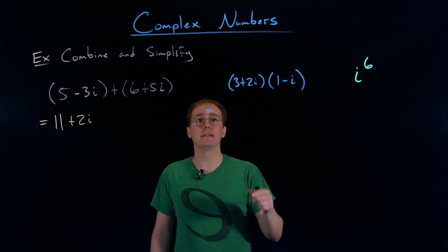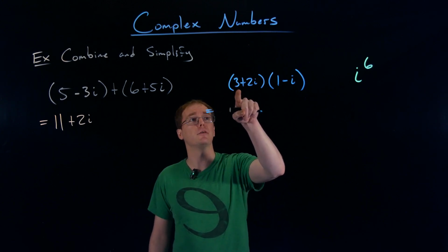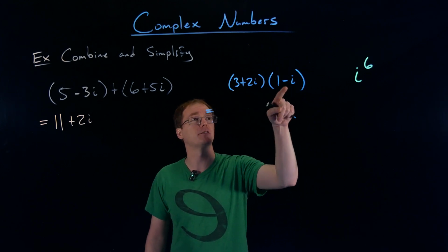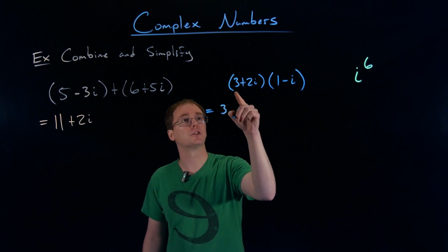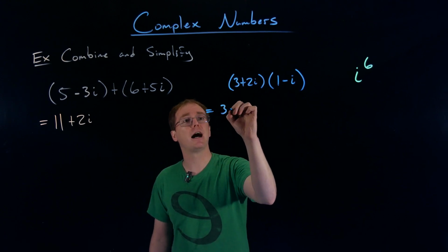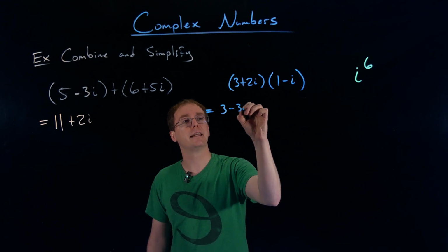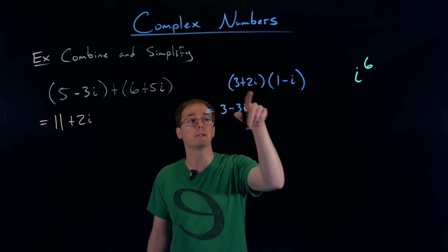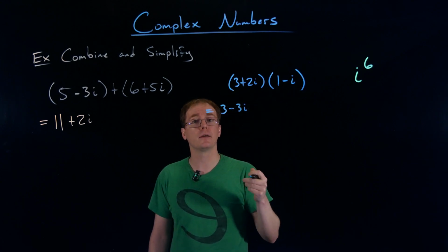So when we're distributing, we have to distribute that first term of 3 to both terms in our second set of parentheses. So that'll give us 3 times 1, which is 3. Then we have 3 times -i, which will give us -3i. We have finished distributing that first term of 3 throughout our second quantity in parentheses.